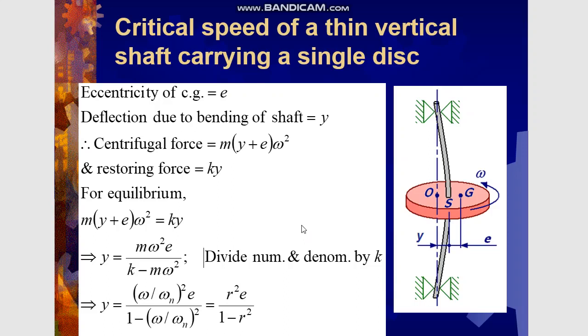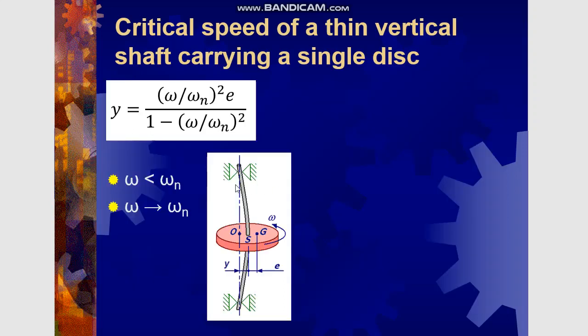Now next we'll take up some special cases. The first case is that when the system starts from a state of rest, and likewise omega is less than omega n. So the shaft bends because of the centrifugal force. So under the influence we have y. This is the case we have just discussed.